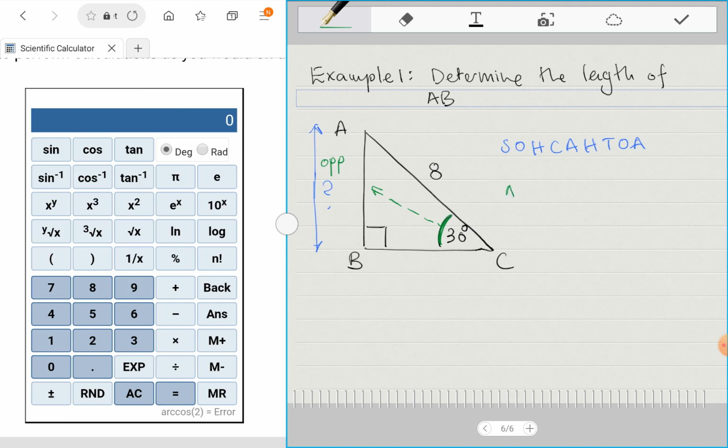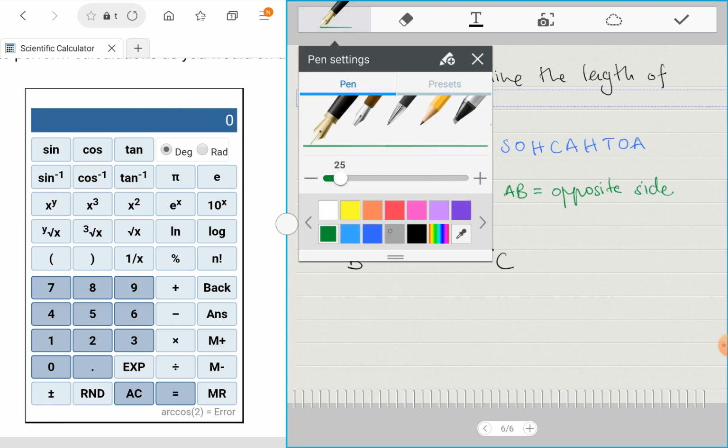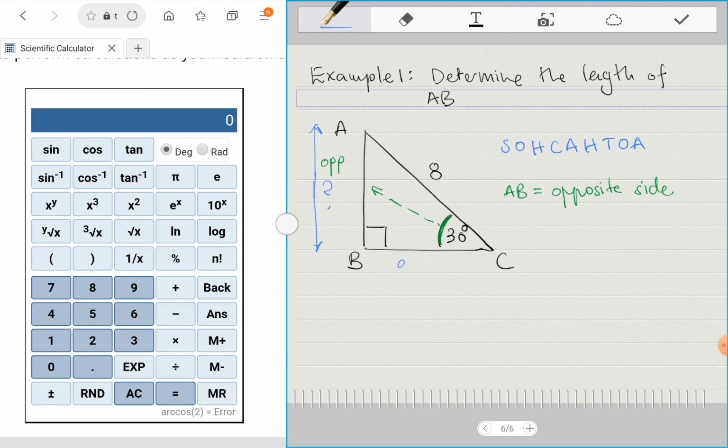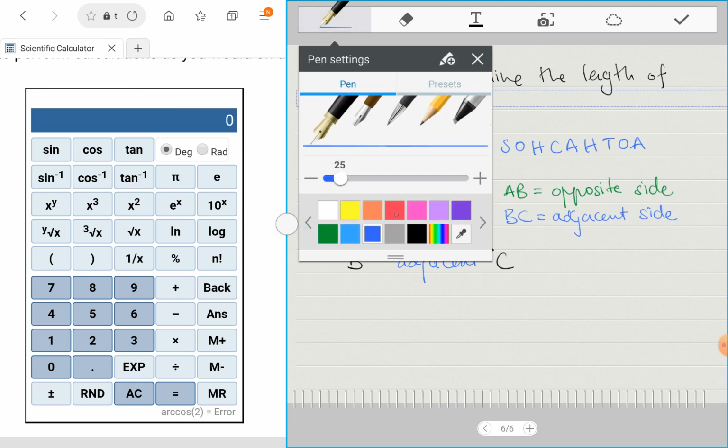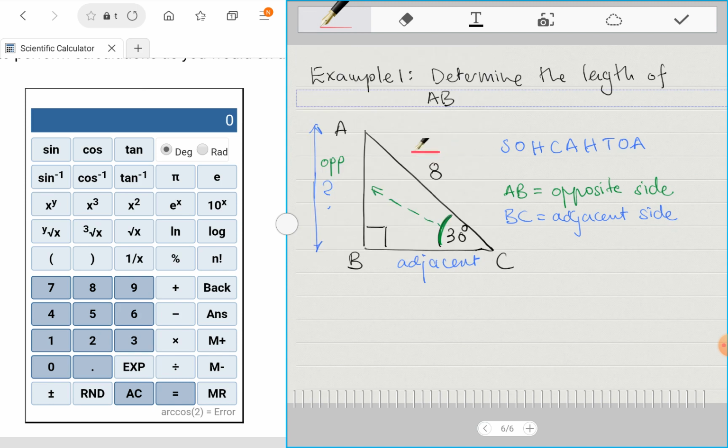Let's just make a note here. AB is equal to your opposite side. And then obviously we went blue with the adjacent, so BC would be your adjacent side. And lastly, we went with red for the hypotenuse. So BAC would be your hypotenuse side. All right, perfect.